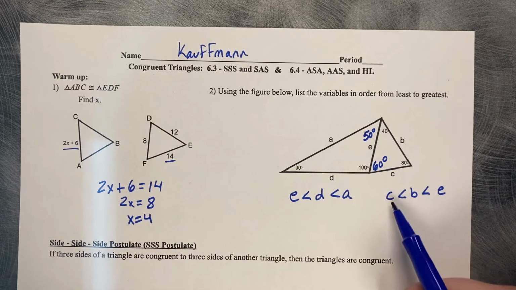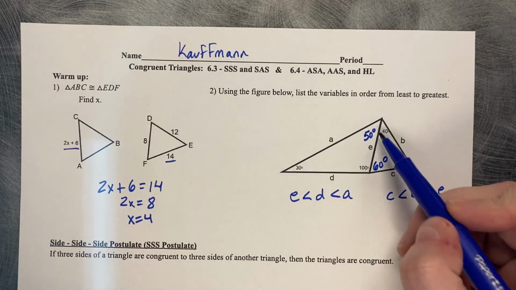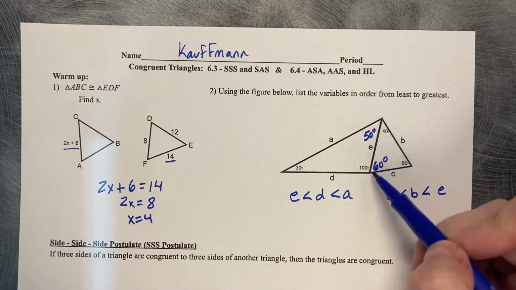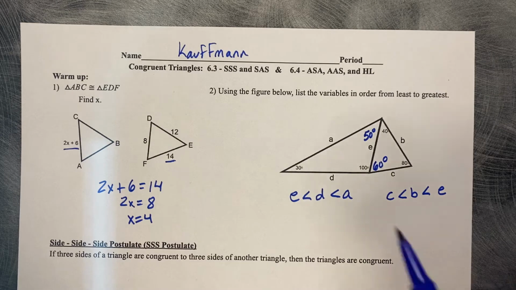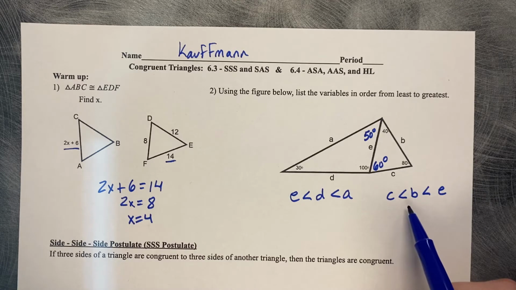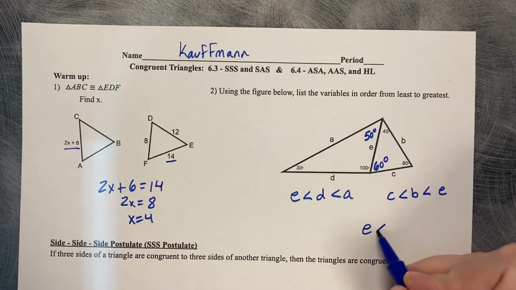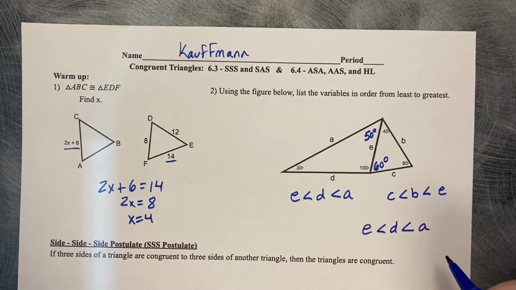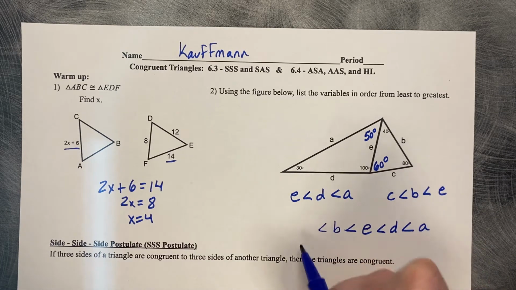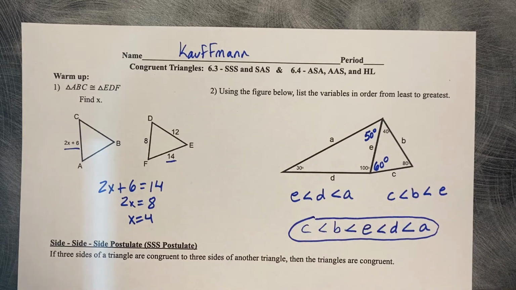Do the same thing on the right. C is the smallest, B is the middle, and E is the longest. So E is the longest side on the second triangle, but it's the shortest side on the first triangle. So what we're really saying is that E is less than D and A, but E is greater than B and C. So in our statement here, E essentially has to go in the middle. So E is less than D is less than A, but E is greater than B and greater than C. So all in comparison to side E.